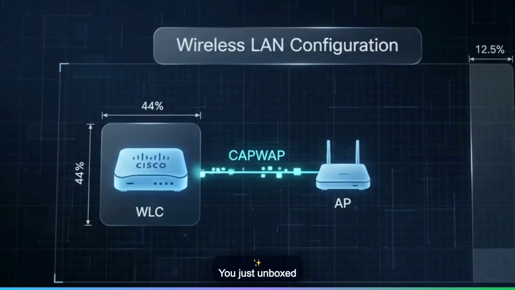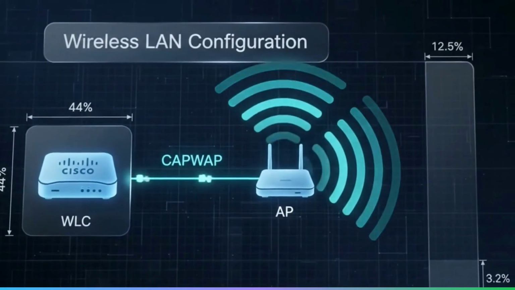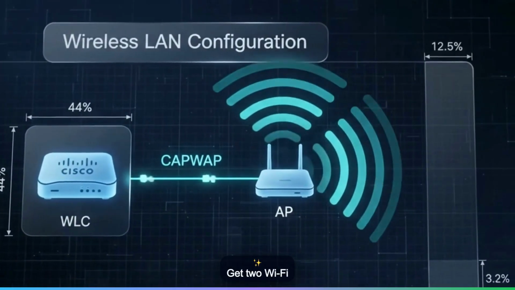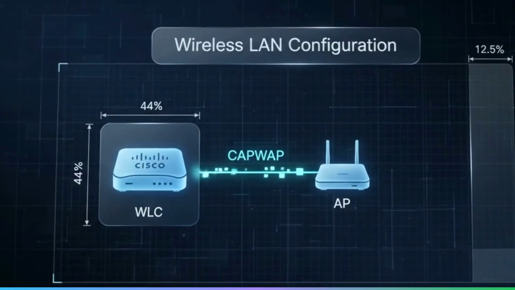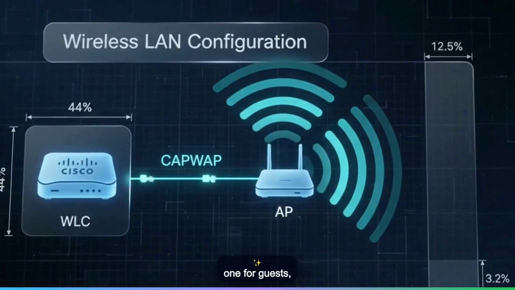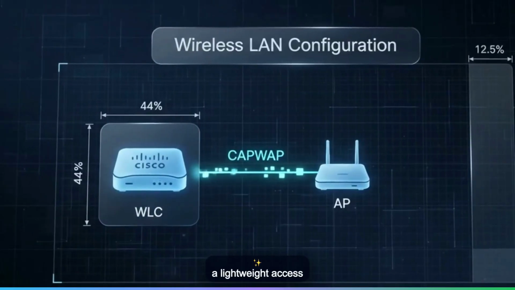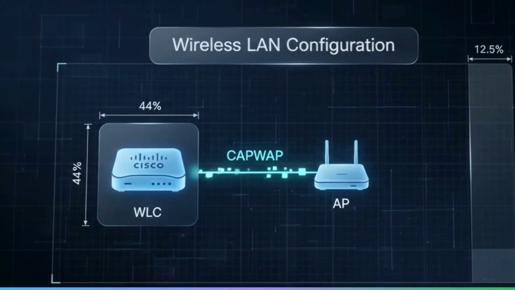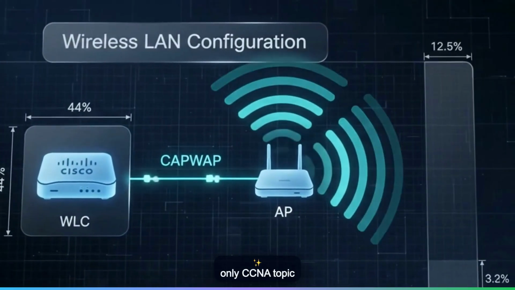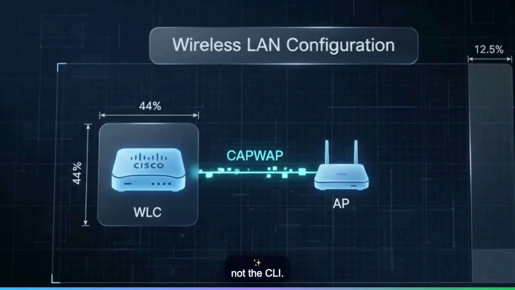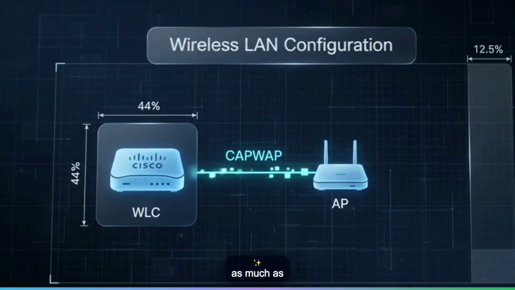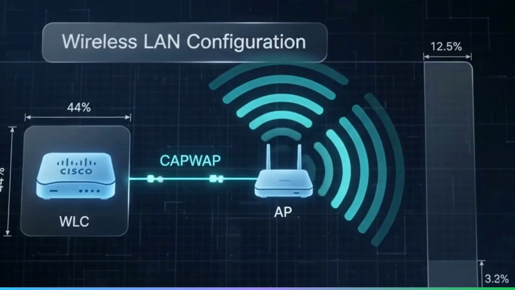You just unboxed a Cisco 2504 wireless LAN controller. Your job? Get 2 Wi-Fi networks running. One for employees, one for guests, and make sure a lightweight access point joins without you touching it. This is the only CCNA topic tested in the GUI, not the CLI, so knowing where to click matters as much as knowing what to configure.